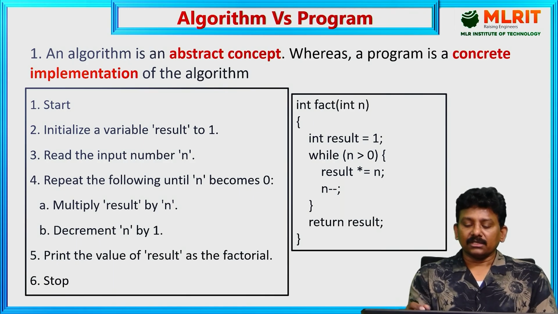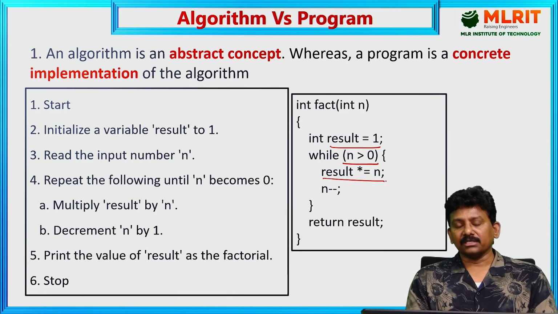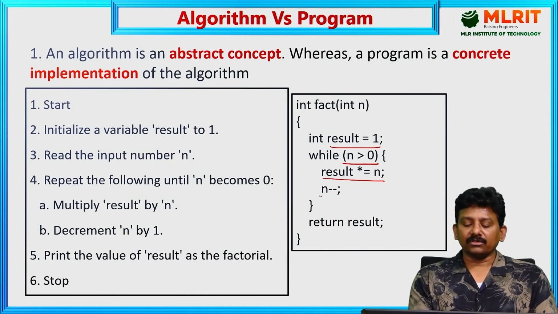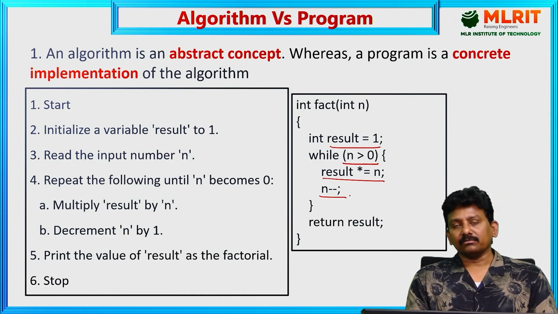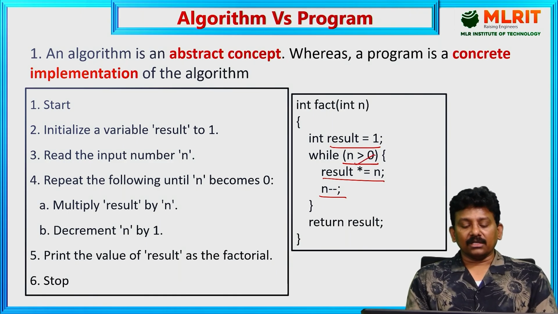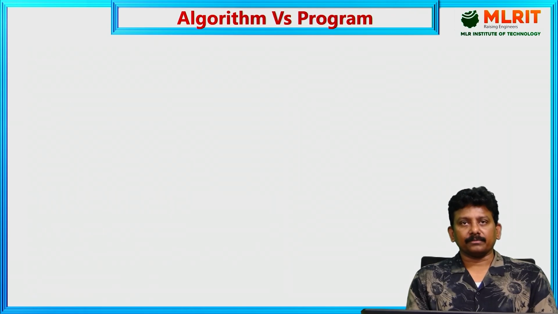We are going to calculate factorial of n. So in this, the result is initialized to 1 as the initial step. Then check the condition. While n is greater than 0, result is multiplied with n every step. Result is equal to result into n. Every step n is decremented by 1. Whenever n becomes 0, we can come out from the loop and print the result or return the result. This is the program. This is one of the differences between algorithm and program.